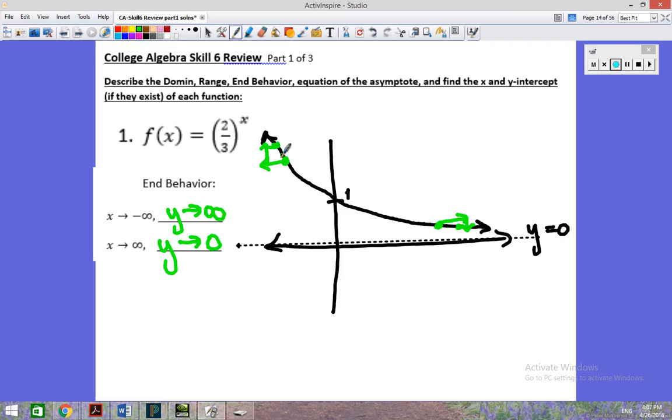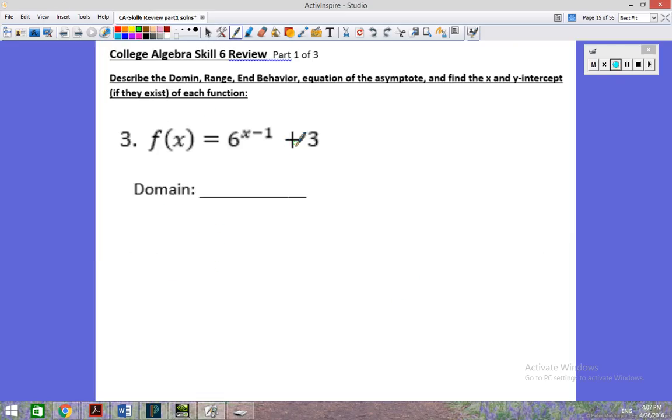Whereas over here, the y values were increasing without any kind of bound. There's no kind of limit. There's not a ceiling. And you can think of this dashed line as a floor. And you can't go below that floor. Alright, so there's the end behavior for problem number 1. Let's take a look at problem number 2.